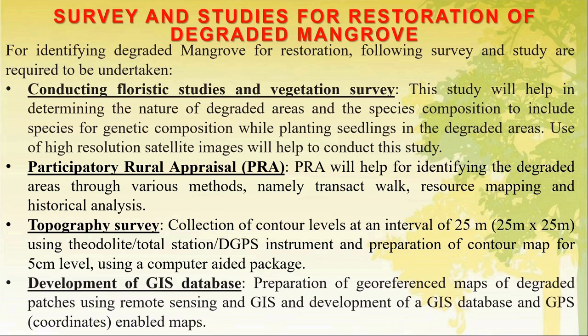Another is Participatory Rural Appraisal, PRA. Here, by using transect walk, resource mapping, and historical analysis, degraded mangrove areas can be identified.